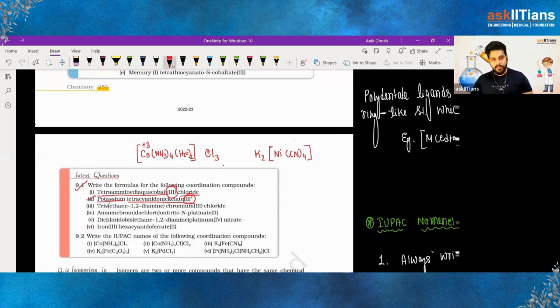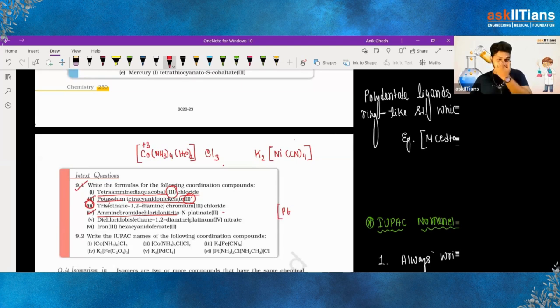Let's try one last. Tris, this part is yet to teach you. Okay, just one sec. Let's go for one other one, which is not that kind of nomenclature. Amine, bromido, chlorido, nitrito-N, platinate. Okay, let's go for this one. Amine. That means nitrito, platinate.